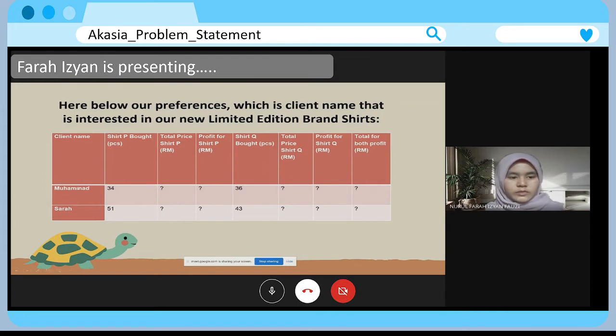As we can see here, we have Muhammad and Sarah. For Muhammad, he bought 34 pieces for shirt P and 36 pieces for shirt Q. While Sarah, she bought 51 pieces for shirt P and 43 pieces for shirt Q.